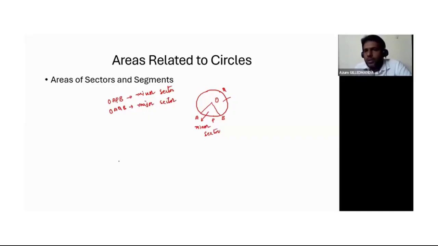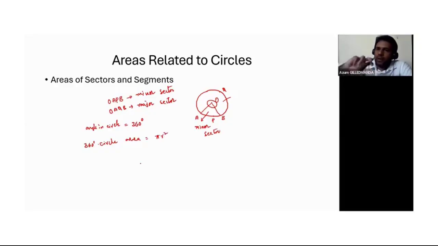Okay. Now, what is the area of a sector? So we know the total angle. The total angle in a circle is how much? Angle in a circle is 360 degrees, right? Now, what is the area for a 360 degrees circle? Area is pi r square, right? This is what we learned. So pi r square is the area for the total circle, which is 360 degrees.